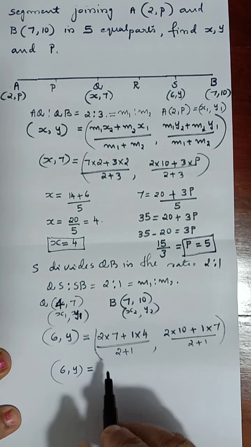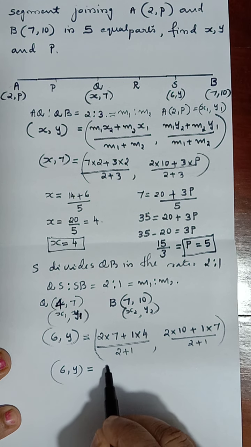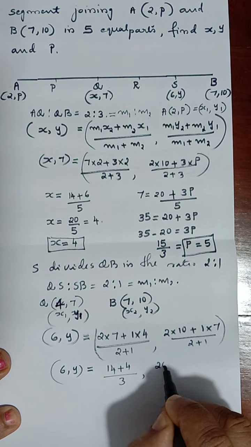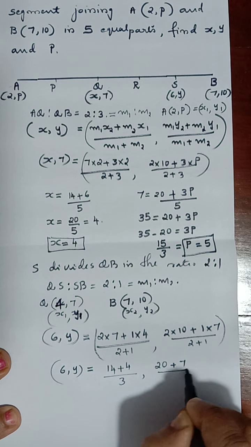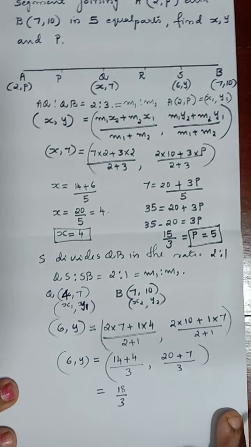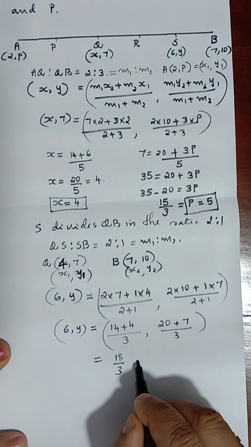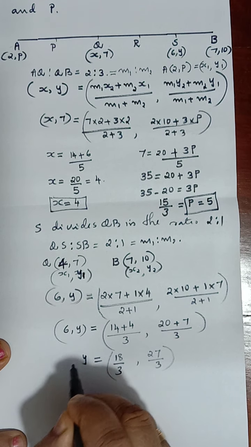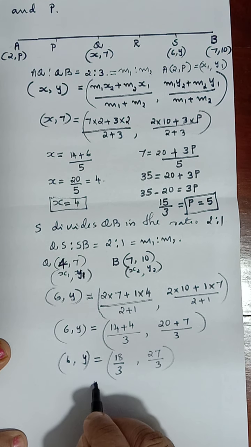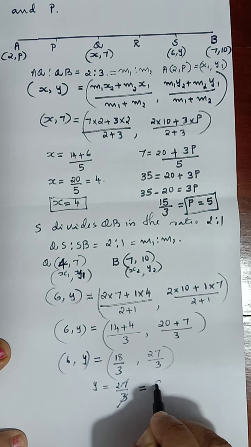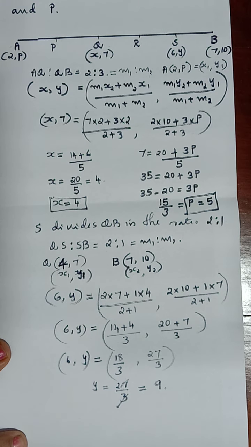6 equal to 2 sevens are 14 plus 4 by 3, and Y equal to 2 into 10, 20 plus 7 by 3. So 14 plus 4 is 18 by 3 is 6, we know, so we can compare it easily. And 20 plus 7, 27 by 3, that is equal to our Y. So Y is equal to 27 by 3. What do we get? Y is equal to 9. That is our answer.